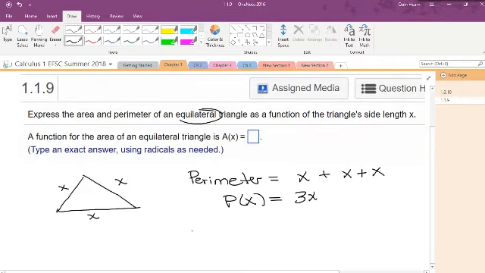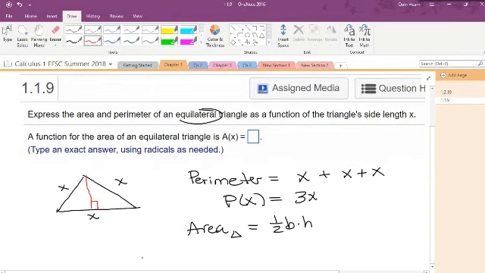And the area is a little bit harder, right? So how do we find the area of a triangle? Well, the area of a triangle is going to be 1/2 the base times the height. So we can use any one of these sides as the base. So I'll use the one that I've already drawn on the bottom. And we need to figure out the height here.